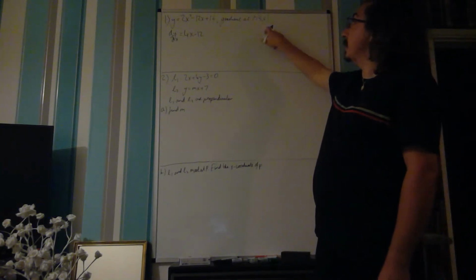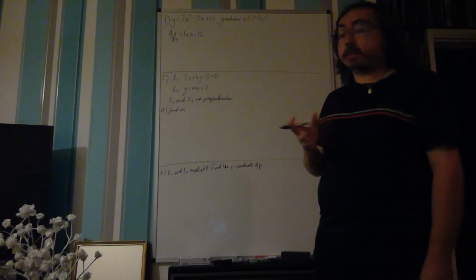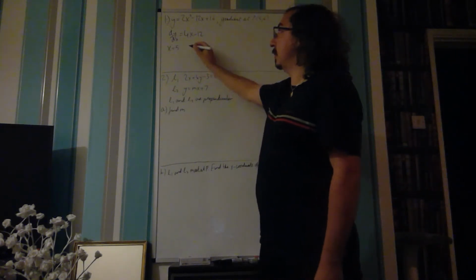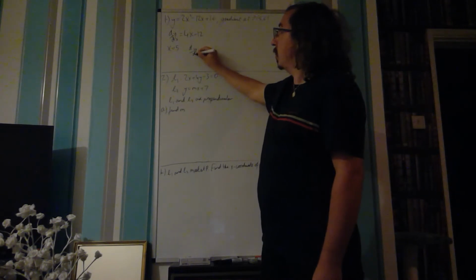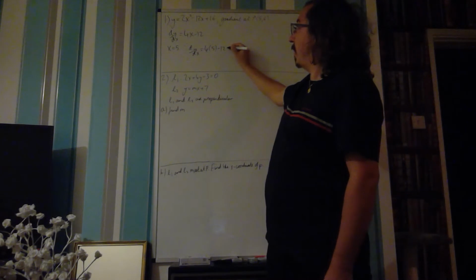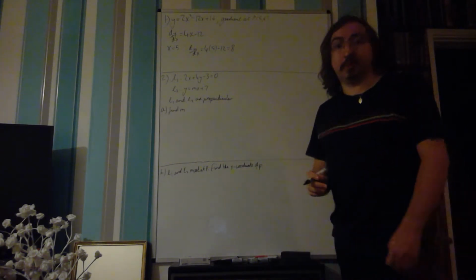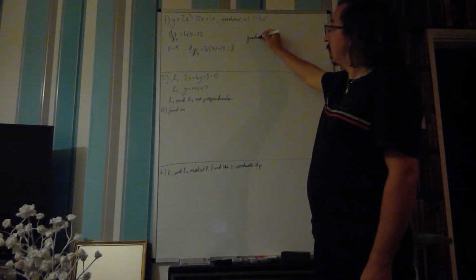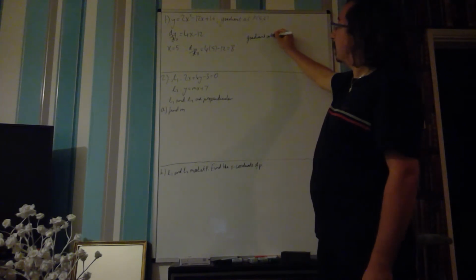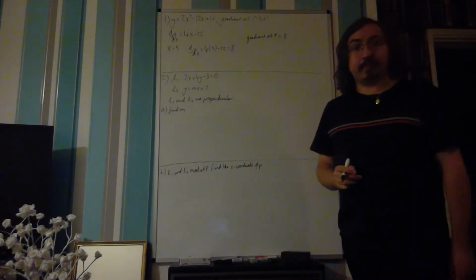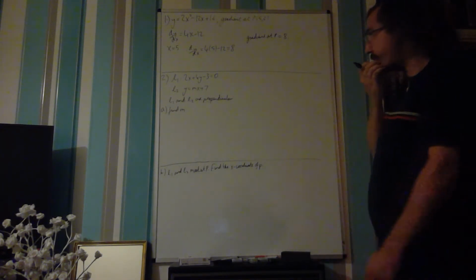Now we're given a specific point, (5, 6), so we can use the x value of this. So x is equal to 5. Substitute it in: 4 times 5 minus 12, which is equal to 8. So therefore our gradient at P is equal to 8. So a nice one to start with.